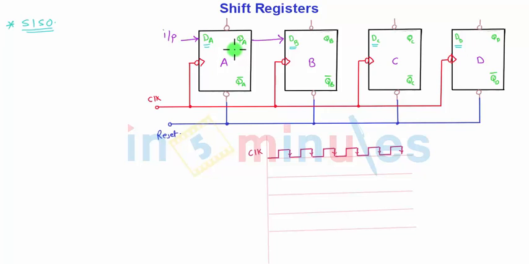As A output is given as an input to B, B will shift whatever data is present to C, and similarly at the same time C will shift it to D, and D will be the final output. So you can observe the output at D. What we can do here is simply at D put a resistor and a diode in series and ground it, so you will be able to see what data is received. So this is the current limiting resistor R connected to QD.